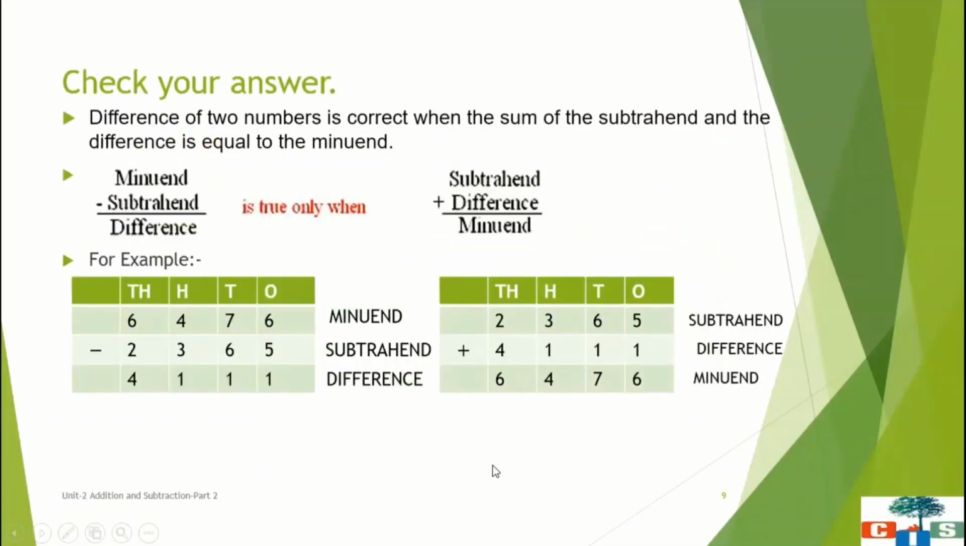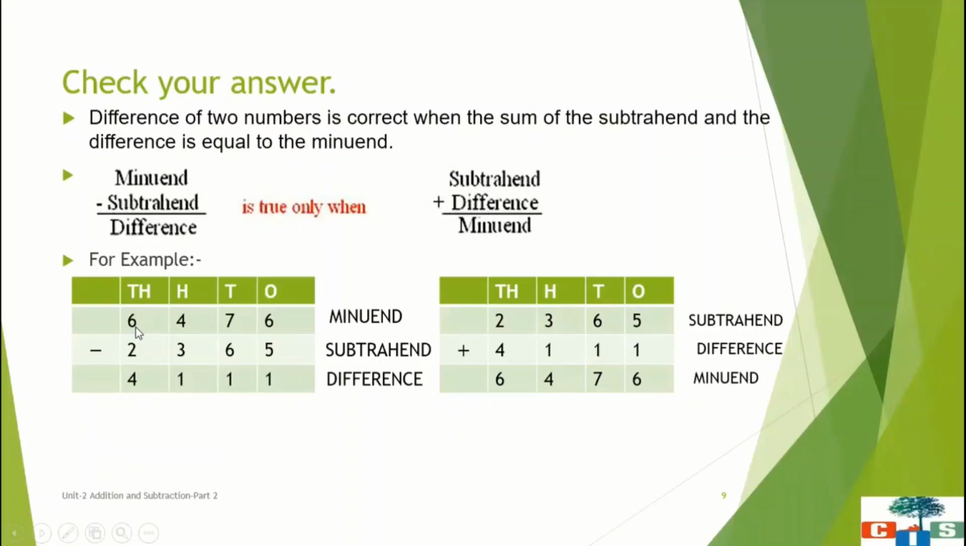Okay. Now we will see check your answer. How to check your answer that your subtraction is correct or not. So for that we have one formula. You have to add the subtrahend and difference. When you add the subtrahend and difference, if you are getting your answer as minuend, it means your subtraction is correct. Okay. So the difference of two numbers is correct only when the sum of subtrahend and the difference is equal to minuend. Okay. We'll see this with one example.